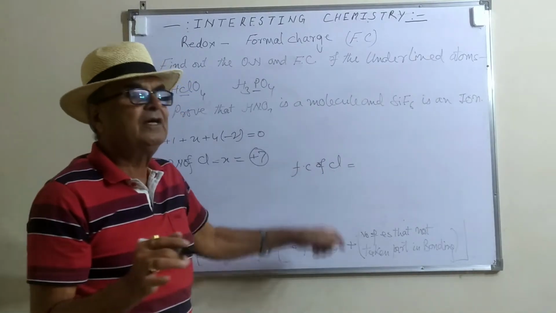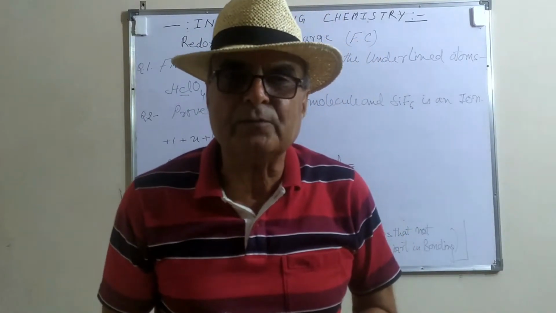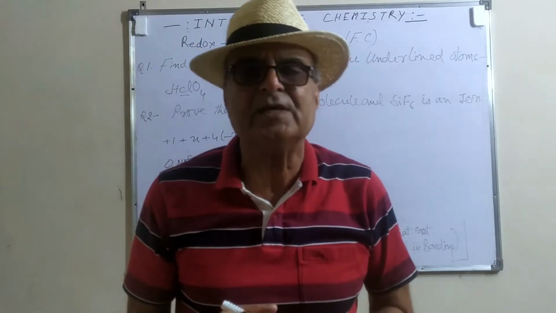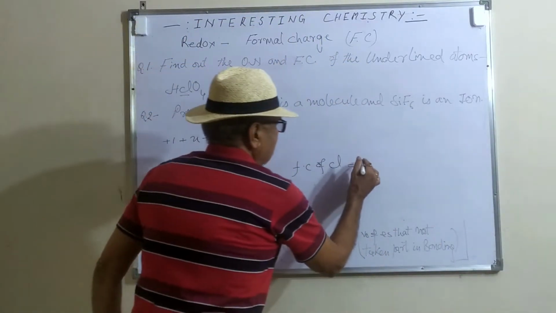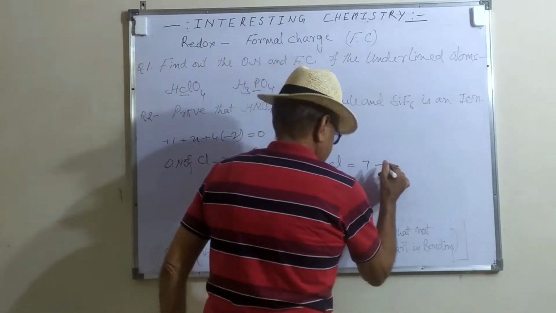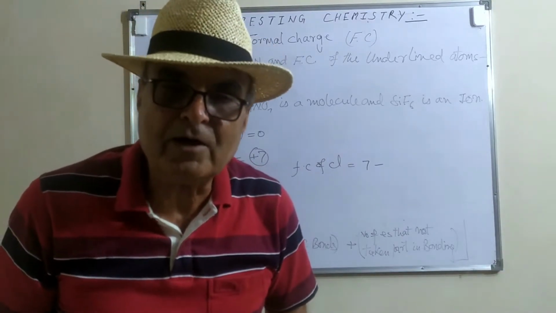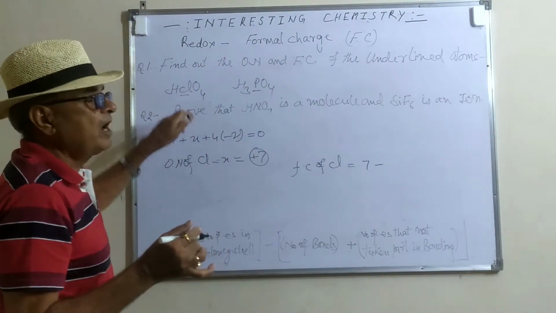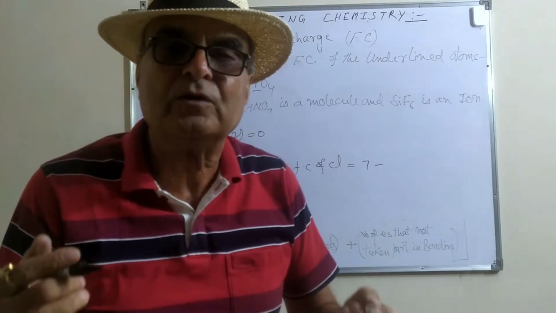Chlorine, the atomic number of chlorine is 17, so 2, 8, 7. So there are 7 electrons in the valency shell of chlorine. So we will write here 7 minus the number of bonds which are formed by chlorine. How many bonds are there around chlorine in HClO4?